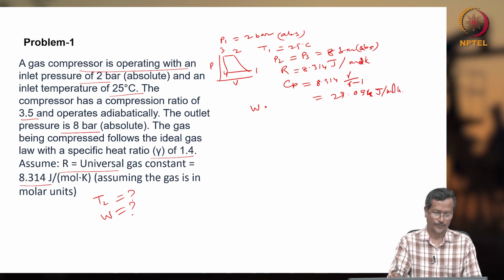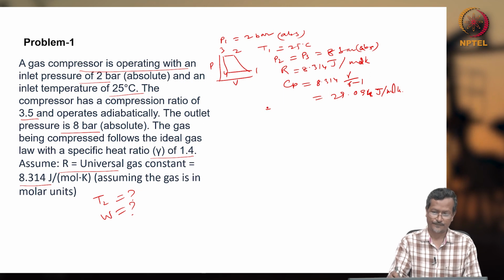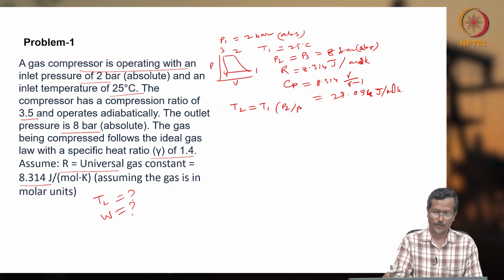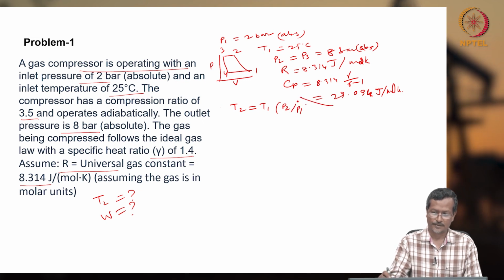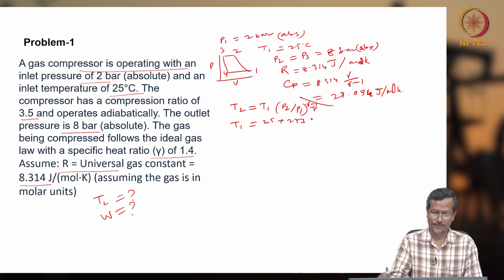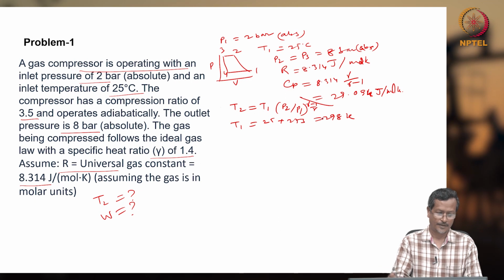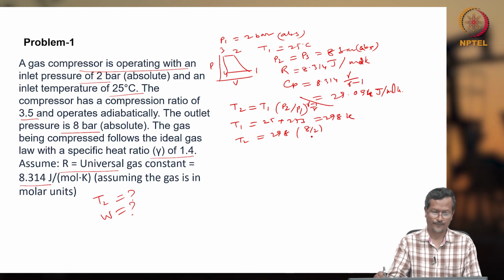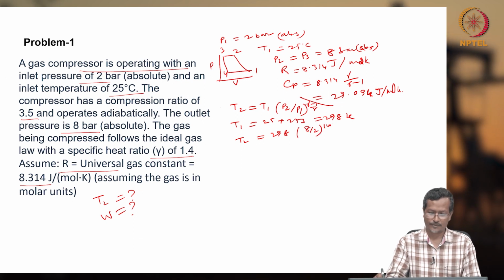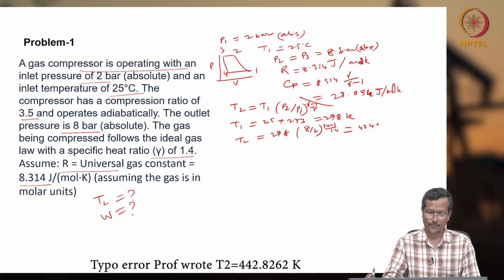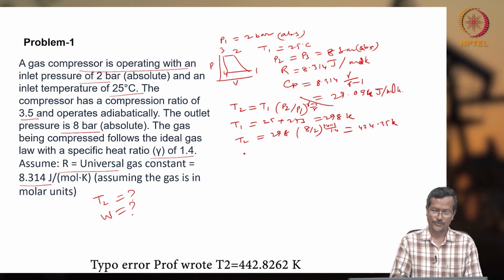Now T2 equals T1 (P2 by P1) to the power (gamma minus 1) by gamma. T1 equals 25 plus 273 equals 298 K. So T2 is 298 times (8 by 2) to the power (1.4 minus 1) divided by 1.4, which equals 424.35 K.